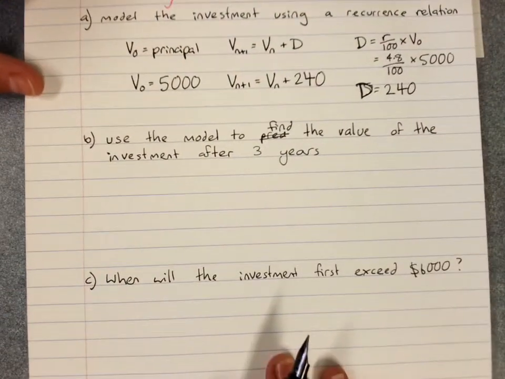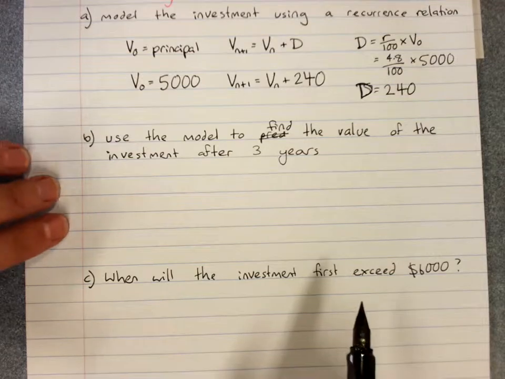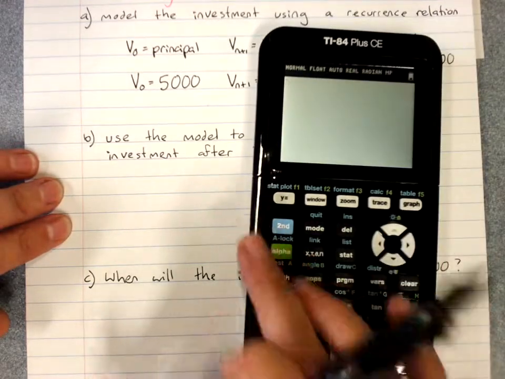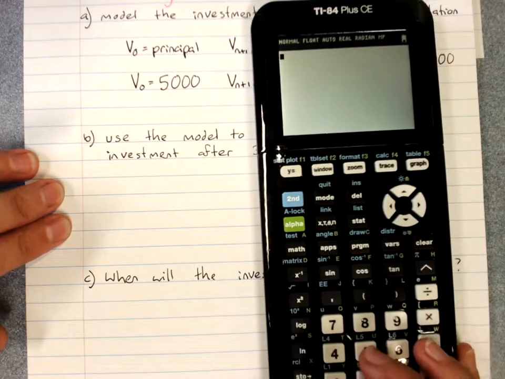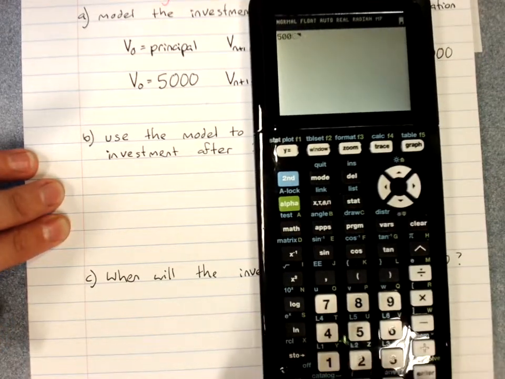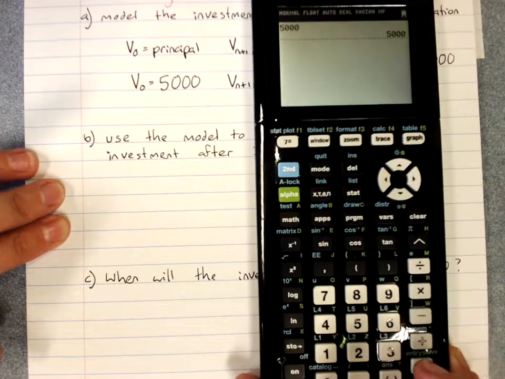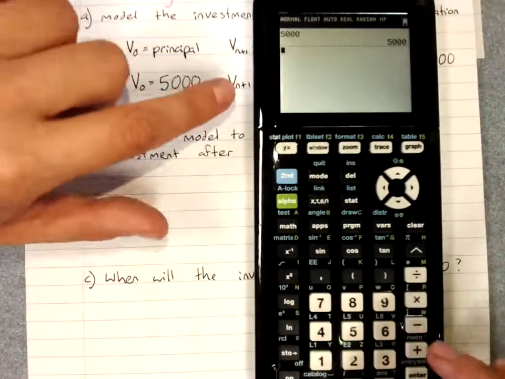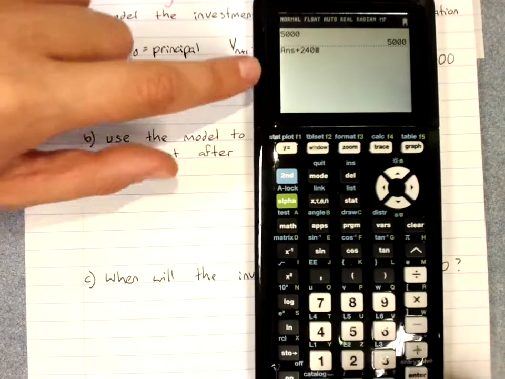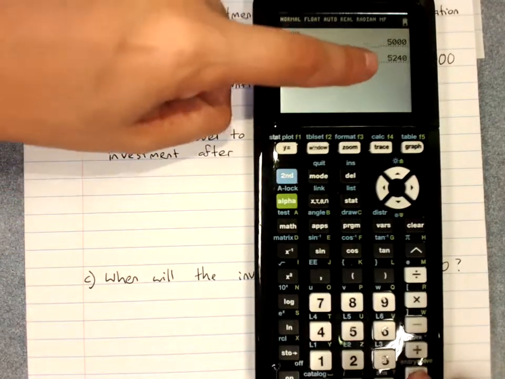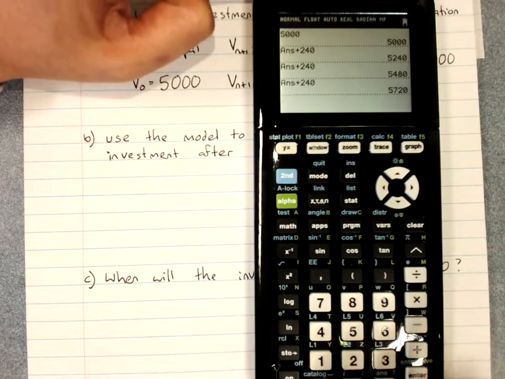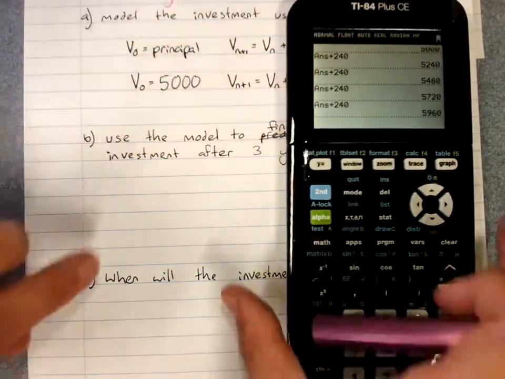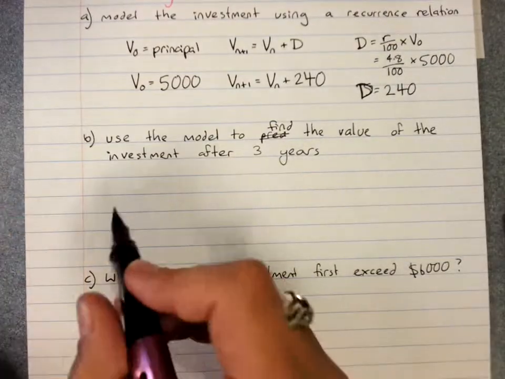Use that model to find the value of the investment after 3 years. We can just work recursively. We start with 5,000 and hit enter, and I want to add 240 plus 240. Now that's 1 year, 2, 3, 4. Oh, I wanted 3 years. So 5,720.